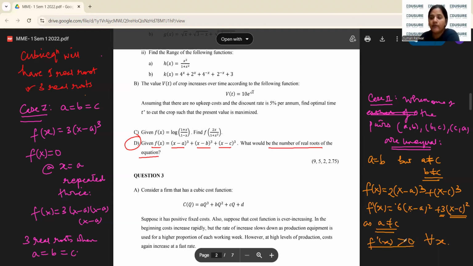When the derivative of a function is strictly positive, it is a strictly increasing function. What do we mean by that? It means when my graph crosses the x-axis, it is never going to return because it is increasing. Therefore, there is exactly one root in case 2. So we will have exactly one root if a equals b equals c is not true. So that is the complete answer.